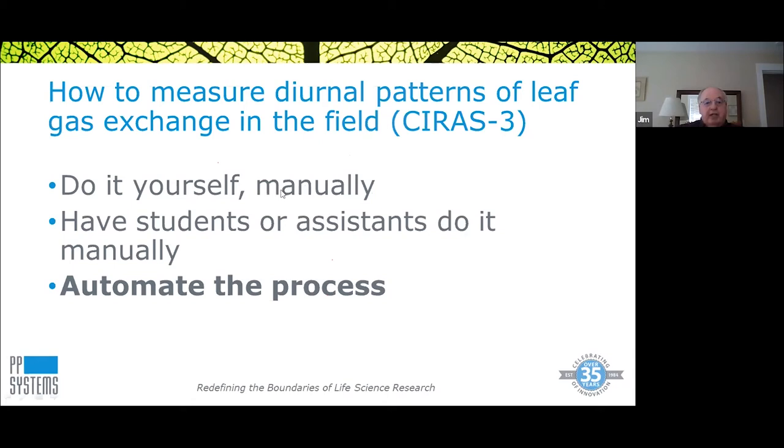You can do it the way I did for many years, and that's do it yourself manually. If you have students or helpers, it's easier to have them do it than for you to stand out there all day and do it. Or you can automate the process. And automating the process is what I'm going to go through here.